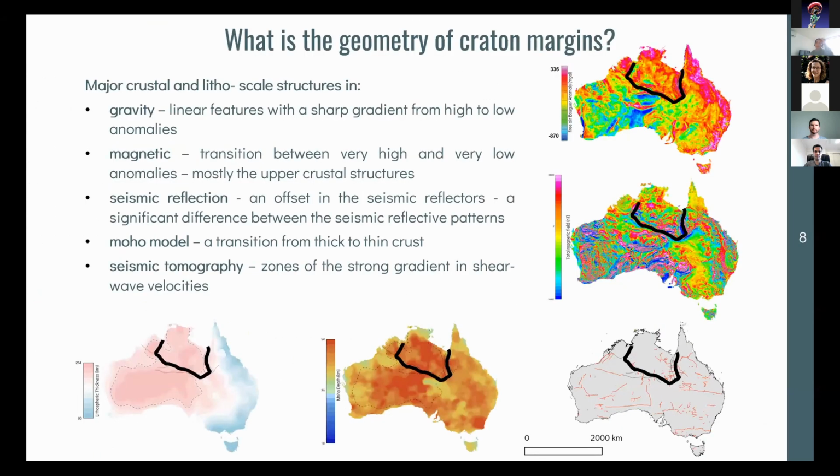So for imaging the geometry of the craton margin, we have been using multiple types of data sets like gravity, magnetics, and seismic data. We use the most recent model we have for the Moho, and also the seismic tomography data, which helps us identify geometry at different levels. But when I'm talking about geometry, basically it is the major sutures and major crustal and lithospheric scale structures that we see at the margin.